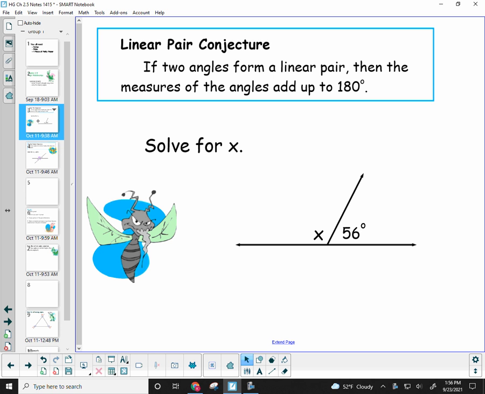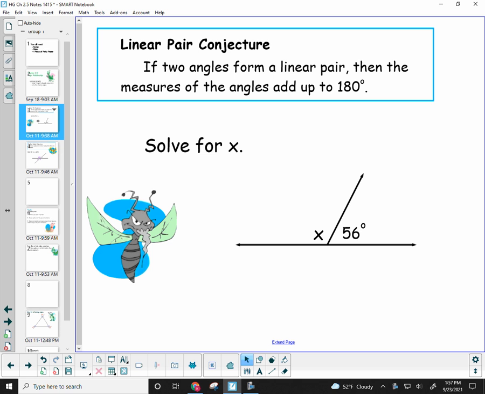Now, your book, remember how I told you a while ago that a conjecture, once you prove it true, is called a theorem? Your book never gets away from the word conjecture. So I don't care if you call it a theorem, I don't care if you call it a conjecture. Your book always refers to it as a conjecture.